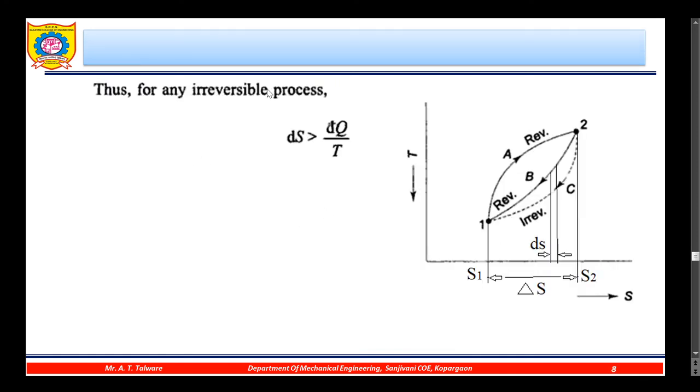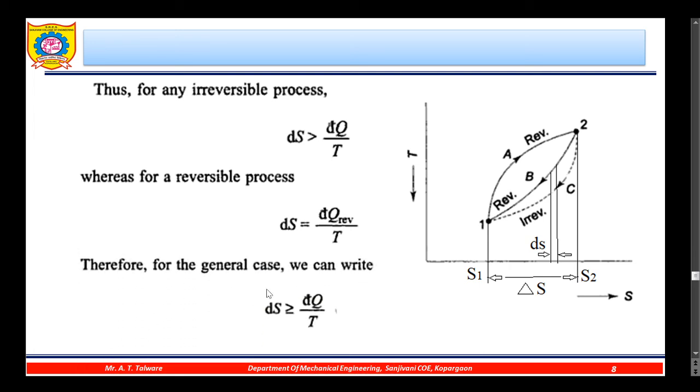Thus, for any irreversible process, the infinitesimal change of entropy ds is greater than delta q upon t, whereas for a reversible process, the small change in entropy ds is equal to delta q by t for the reversible path. So for the reversible process this is equal to ds, but for the irreversible process, delta q upon t is less than the small change in entropy. Therefore, for the general case, we can write ds is greater than or equal to delta q upon t.